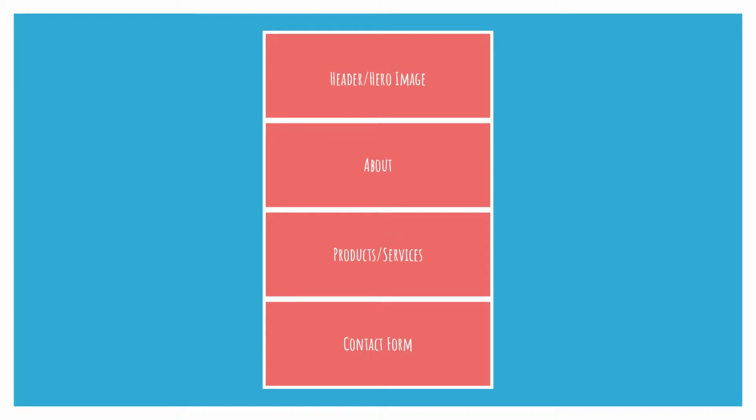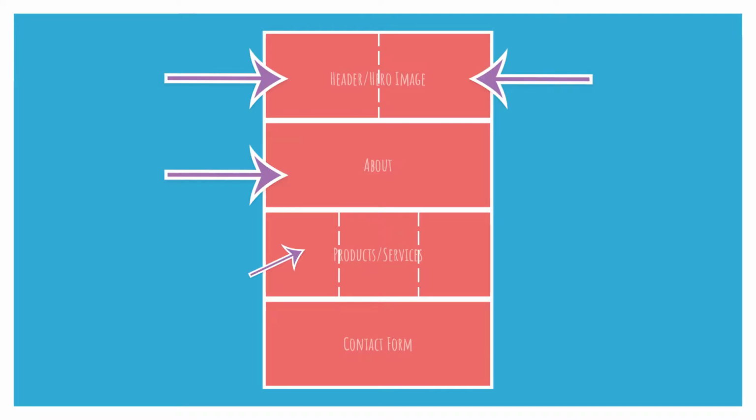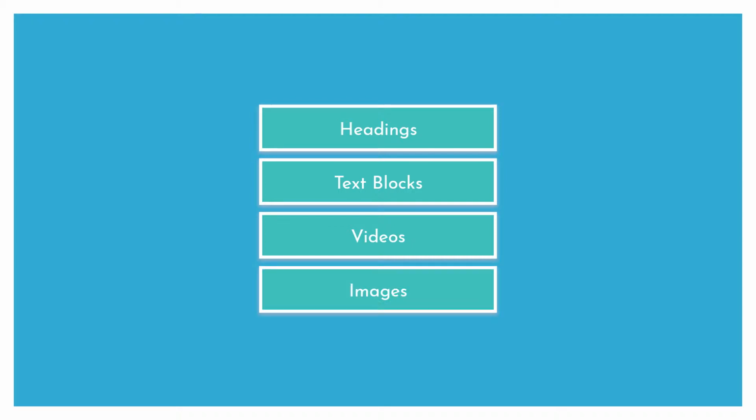When you feel more confident with Elementor, you might start exploring the use of sections further. So what about columns? Sections are made up of columns, and it is in these columns that you will be dragging your elements and content into. Elements being headings, text blocks, videos and images, to name just a few.